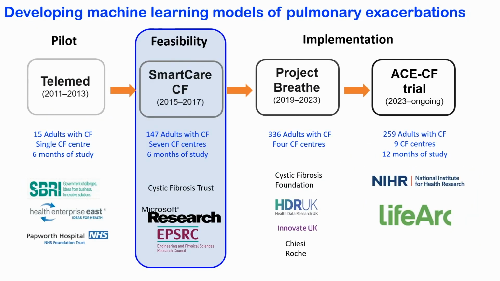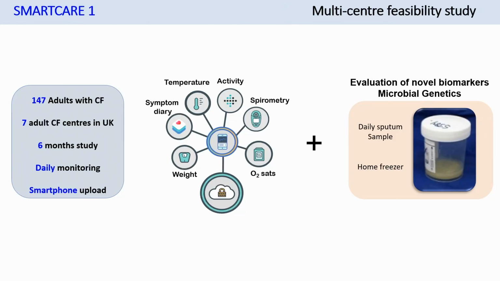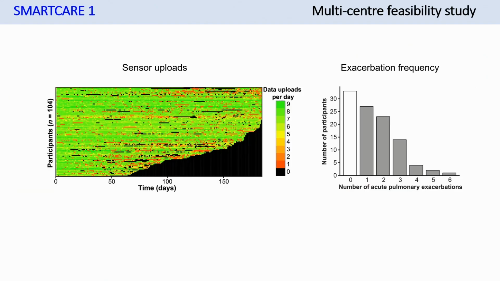So just skipping back a little bit, Smart Care, we took all the home monitoring kits plus the daily sputum sampling of these patients who were amazing and thriving on this. Absolutely instrumental in this work. So that was in 147 adults. They were on the study for 6 months, so that's produced an awful lot of sputum in that time.